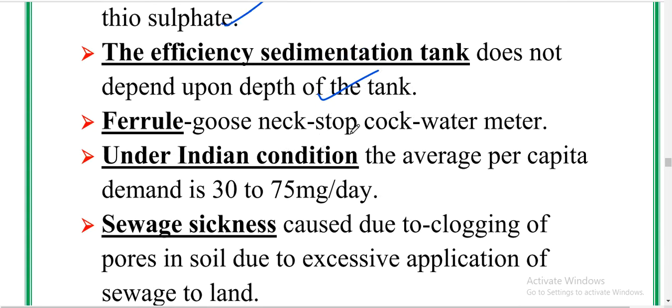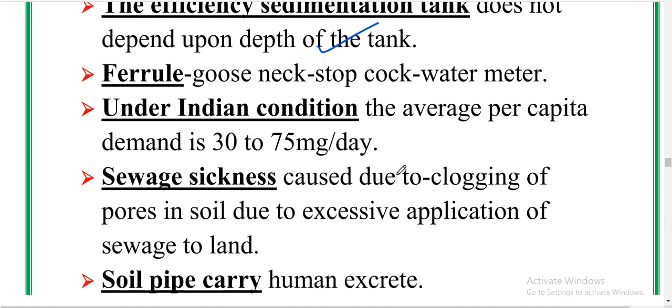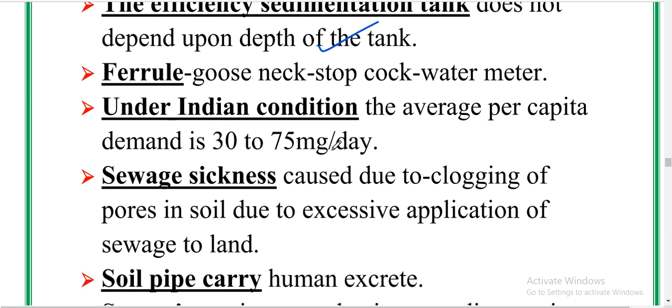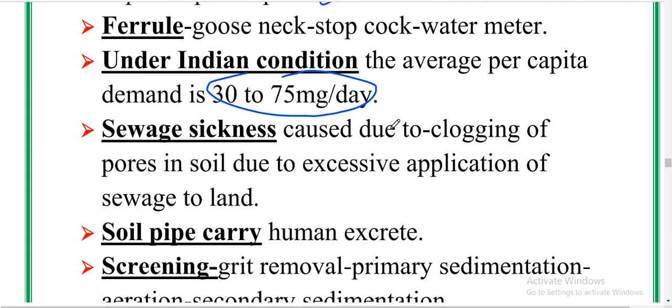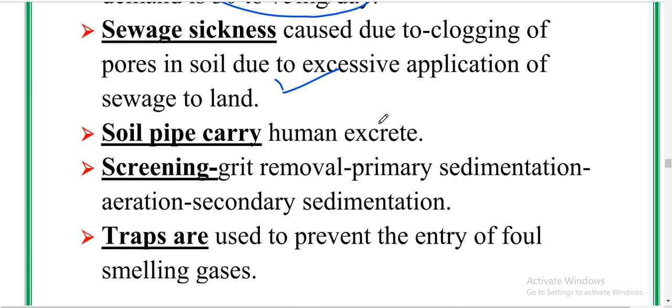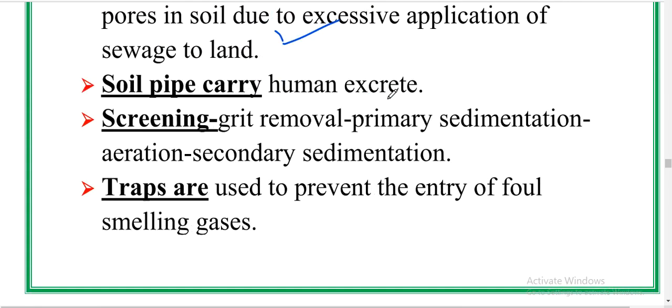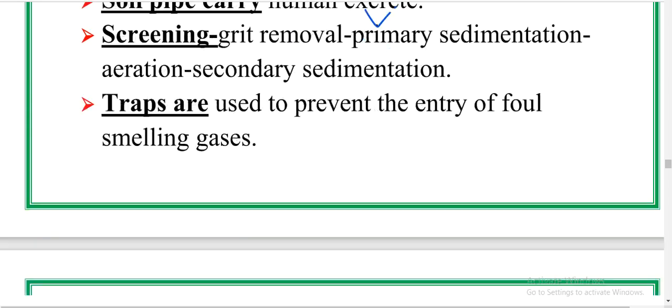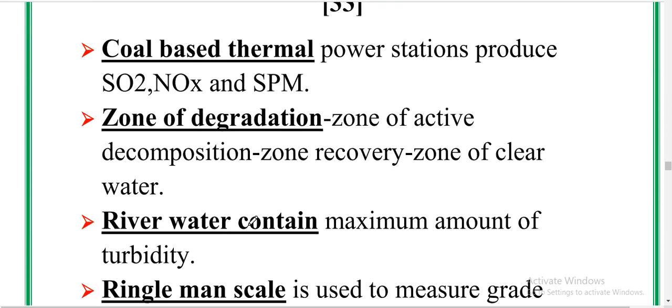Under Indian conditions, the average per capita demand is 135 liters per day. Sewage sickness is caused due to clogging of soil pores due to excessive application of sewage. Soil pipe carries human excreta. The process is screening, grit removal, primary sedimentation, aeration, secondary sedimentation. Traps are used to prevent the entry of foul smelling gases.